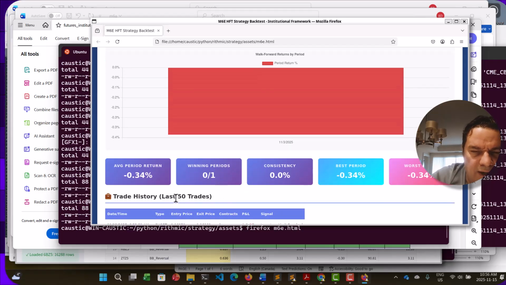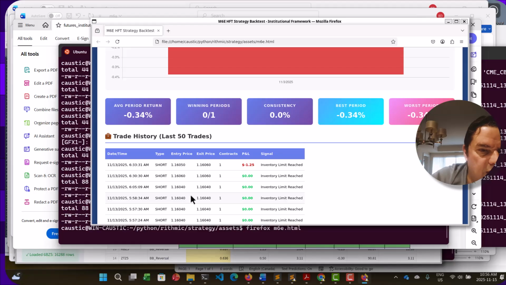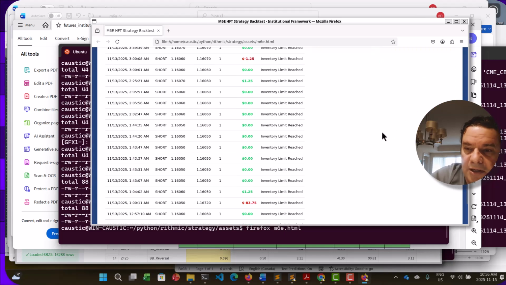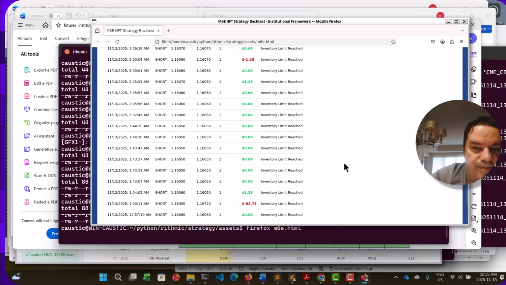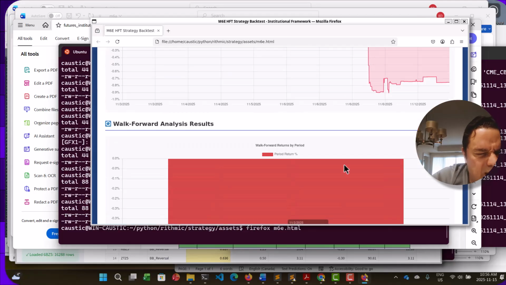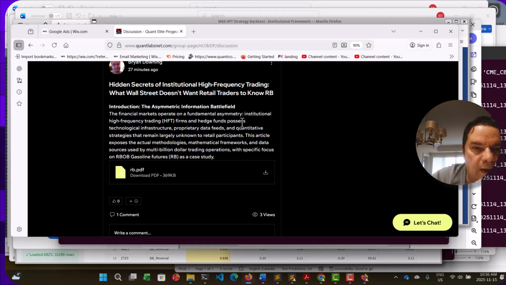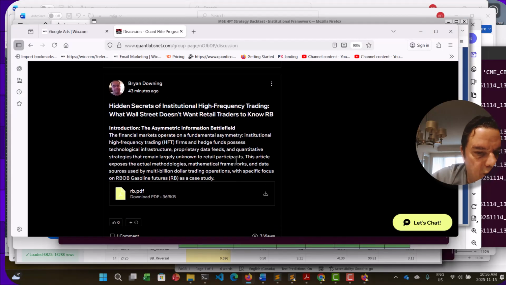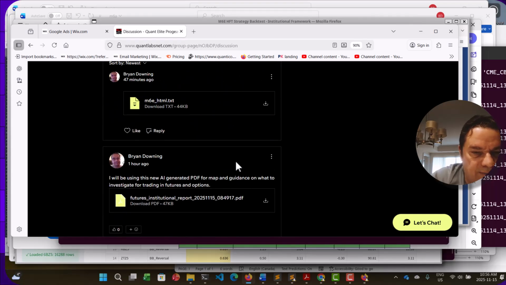The problem here is you can see it's pretty negative. Average return being negative, consistency, best period. It's just not a good opportunity to trade in, unless you do the opposite type of trading. And this is built in with the suggested quantitative strategies that a lot of the firms use. So let me show you as an example.